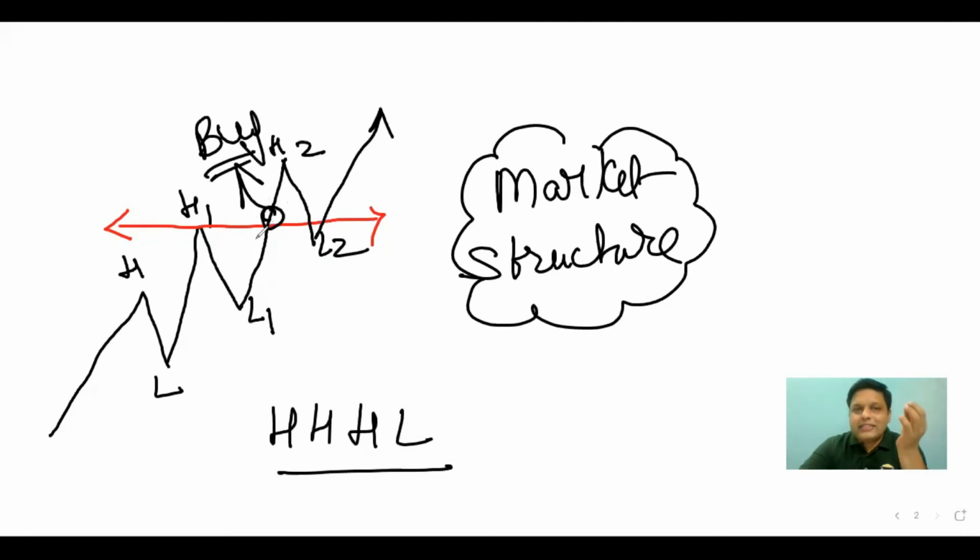Guys, one more thing that you should understand. You will have to understand one more thing. Is the market this symmetrical? No. The market is not this symmetrical, right? It is not this perfect. So guys, what happens? Many times you will get something like this.